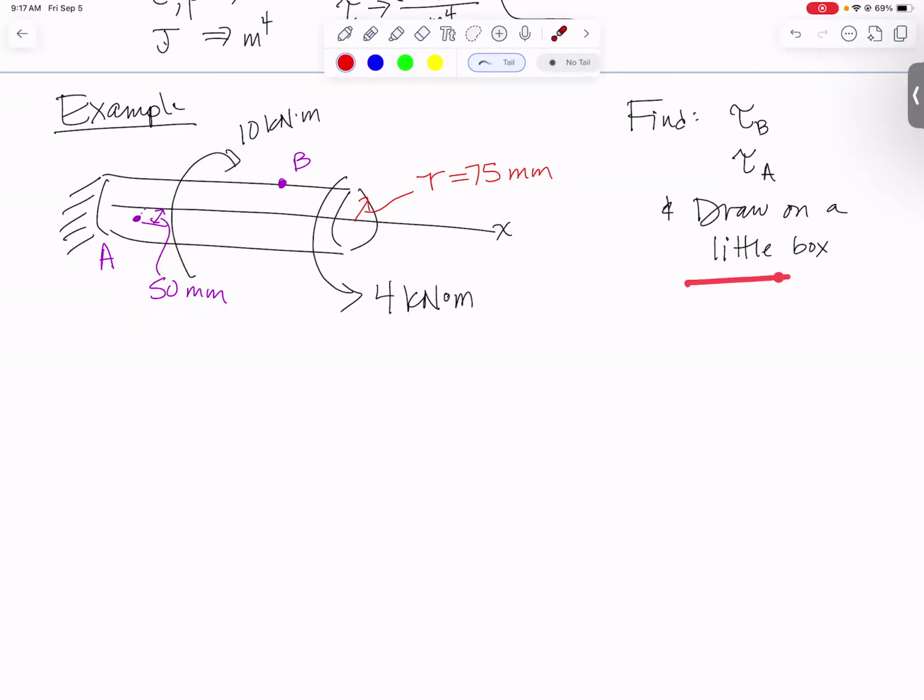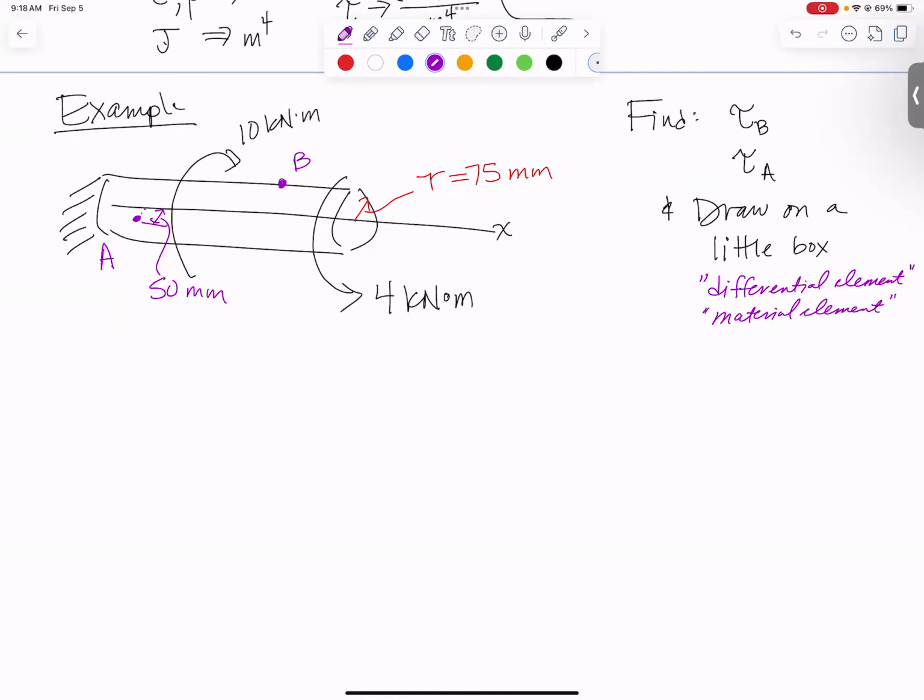They also want us to draw it on a little box. The textbook probably called this a differential element, or they'll sometimes call it a material element. I prefer to call it a little box because that's what it looks like.